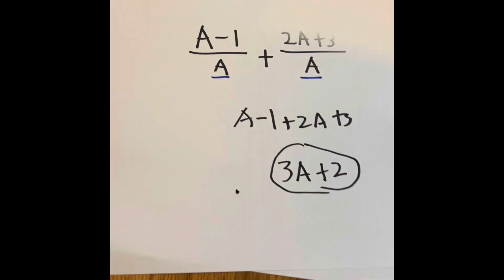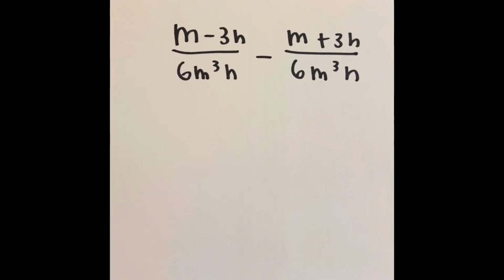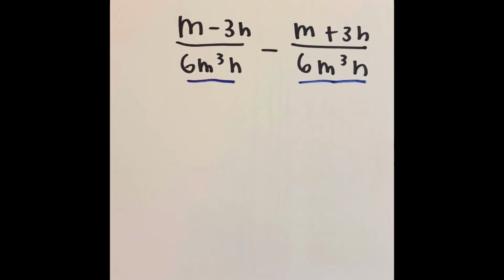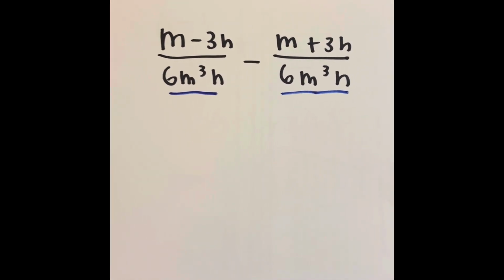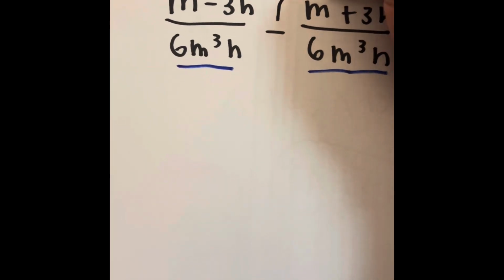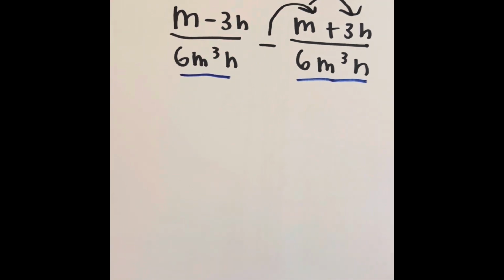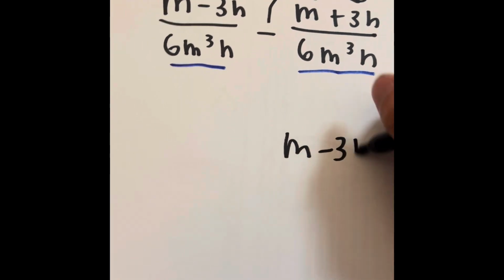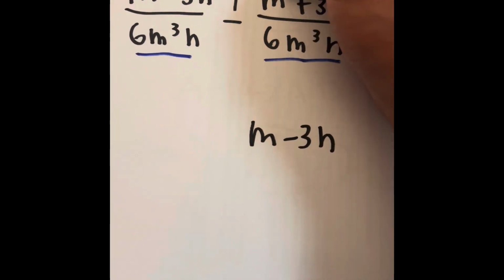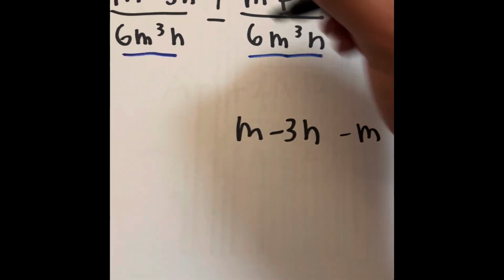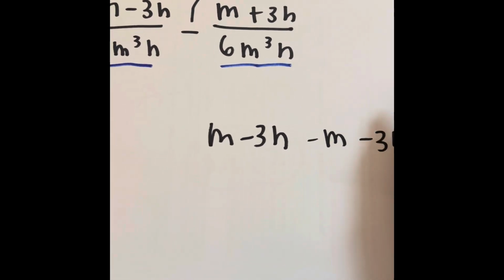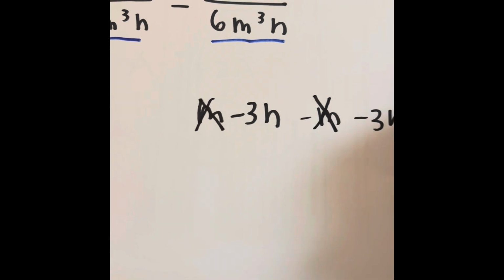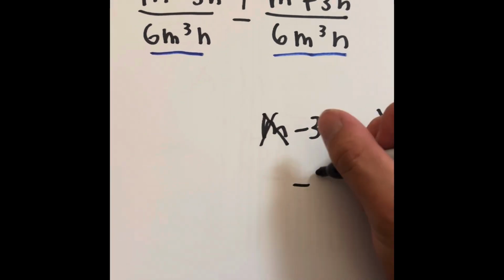Let's try another problem. With this problem, see how they have the same denominator? We have this and that. But what are we going to do with this? There's a subtraction sign. So we're going to multiply it by this, multiply it by that too. So we are going to have on the bottom m minus 3m for this one, but also this becomes a negative m, and this becomes a negative 3m. So when we combine the like terms, m and m is 0, so nothing appears with the letter m, and we are going to have negative 6m.